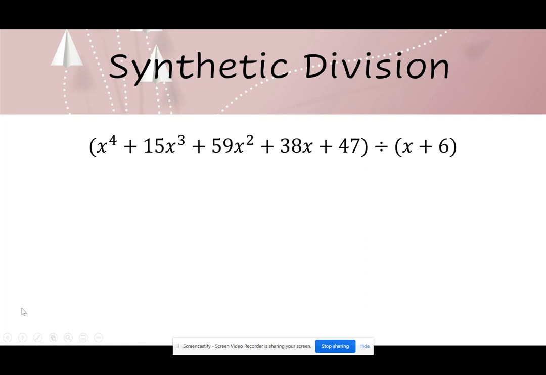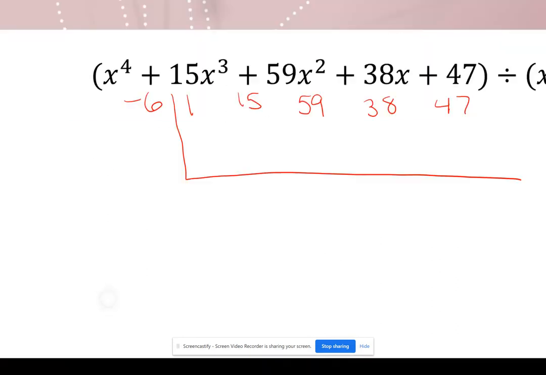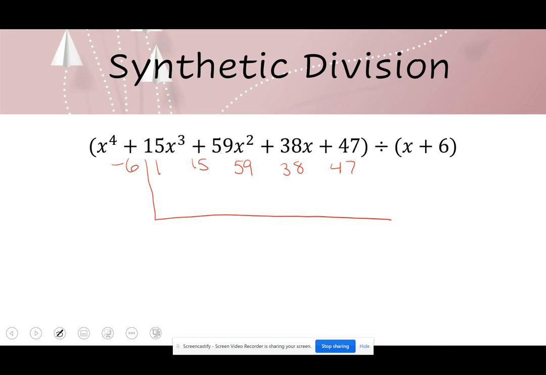So now here, look, this is a long problem. This would take us a while with long division, so let's do it with synthetic. Draw your half a box. We have 1x to the fourth plus 15x cubed plus 59x squared plus 38x plus 47. So again, you're just writing your coefficients from your long polynomial across the top. Take the opposite sign of the number in the parentheses and write it out here. This is your setup every single time. Then bring down your first number, so 1.